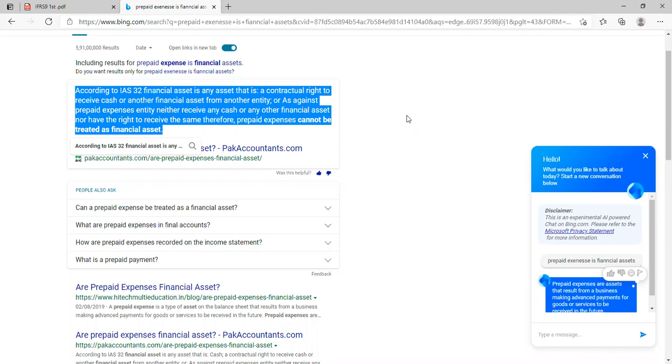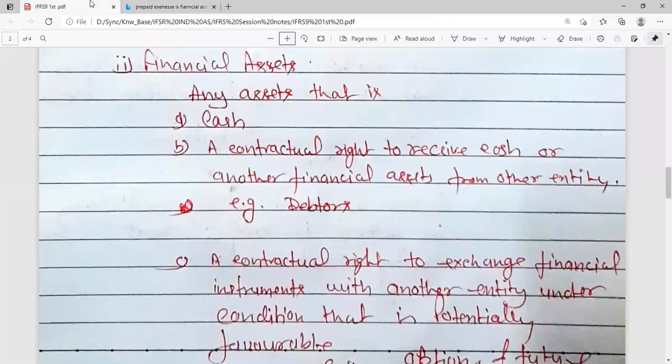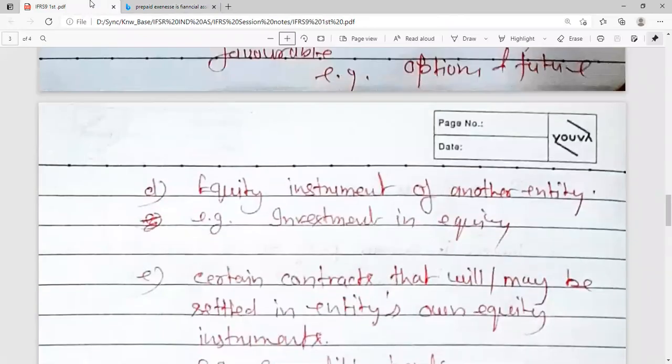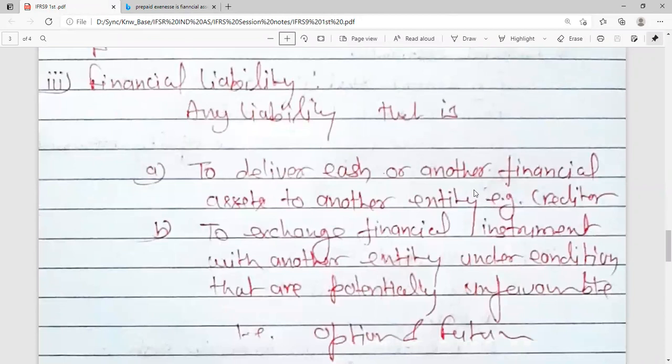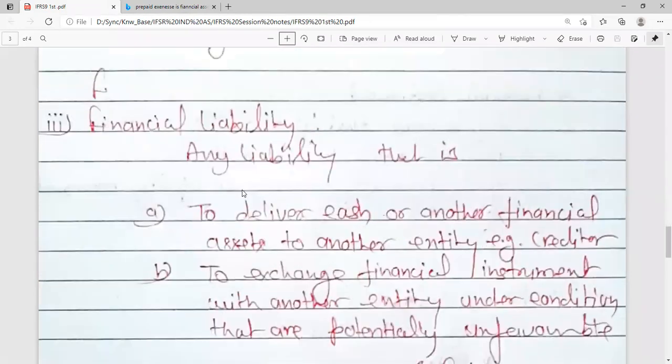Because we have already used the services and we have a liability. We have an obligation to pay. That is covered in this part, to deliver cash or another financial asset to another entity. So we have an obligation to pay our bill, which is due already. So the outstanding expense is, no doubt, a financial liability.